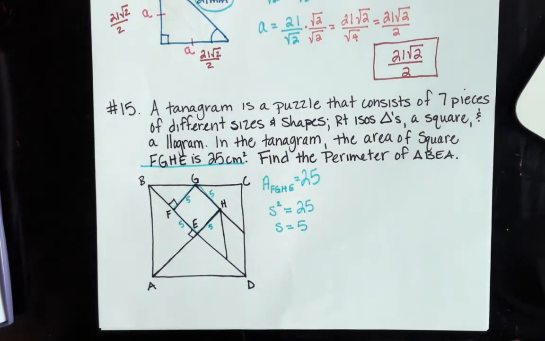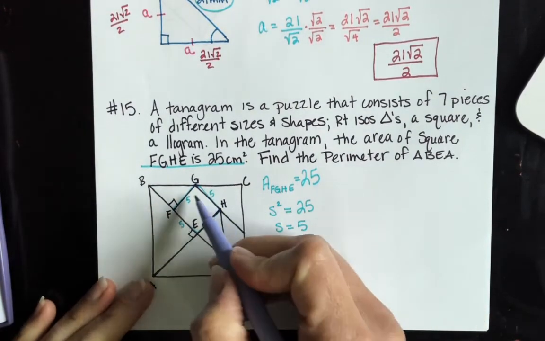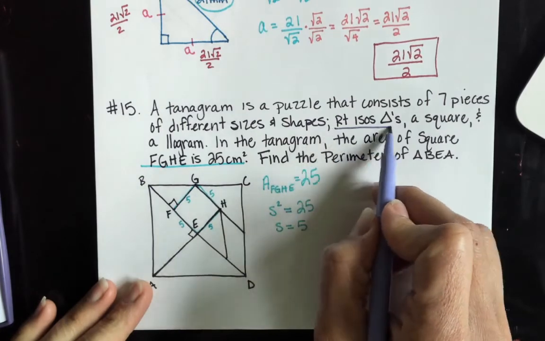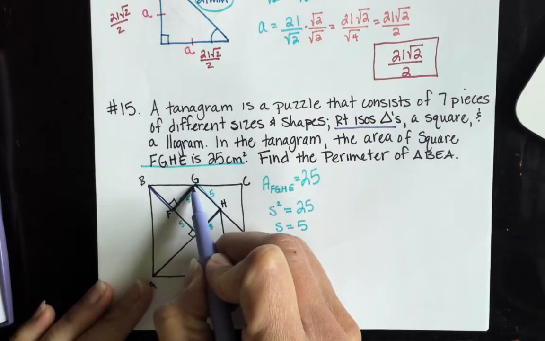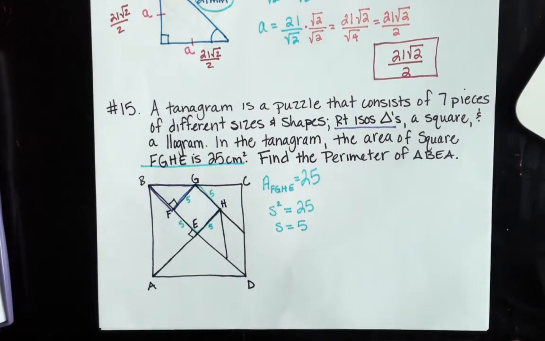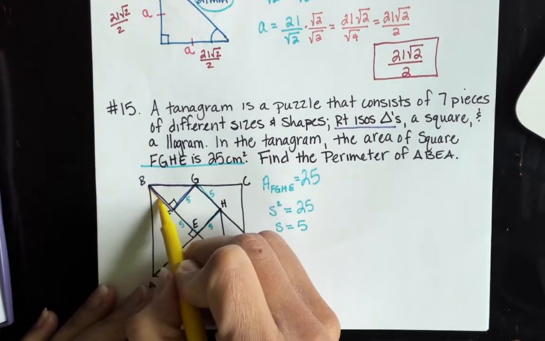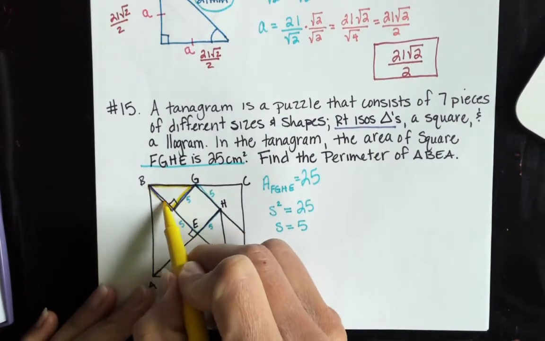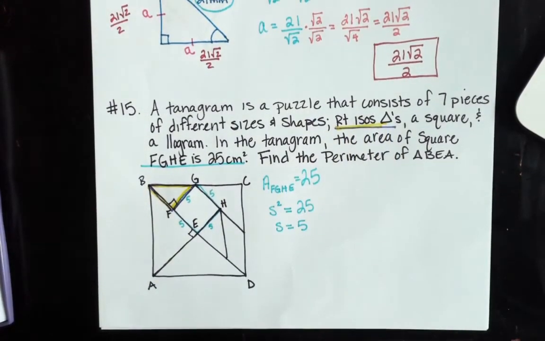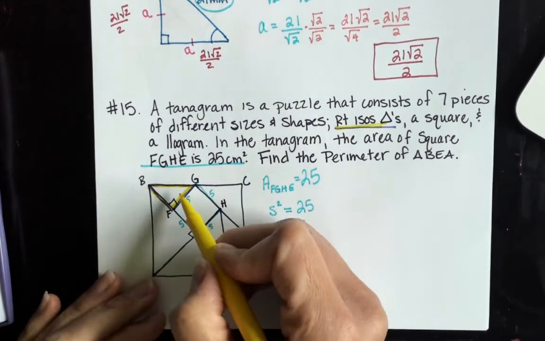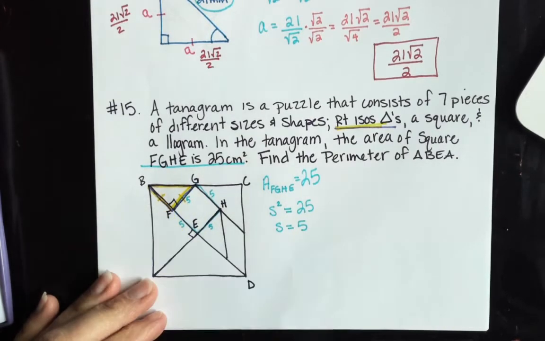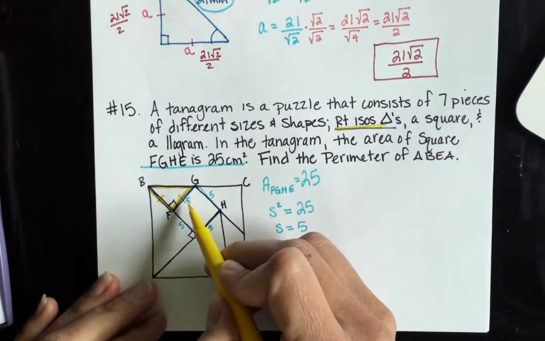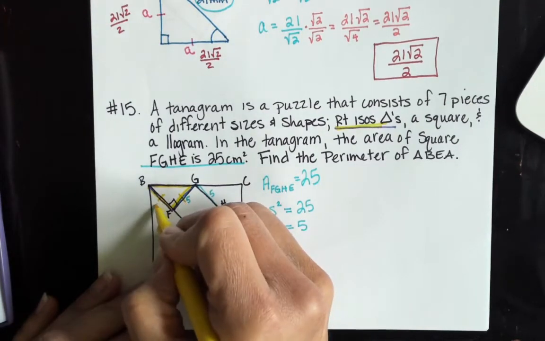What I want to now point out is not only is this a square, but it says isosceles right triangles. So that means even though I'm not really looking for BFG, BFG is also an isosceles right triangle, which means here's our hypotenuse, but each of these guys has to be the legs. So if that's 5, so is this guy.